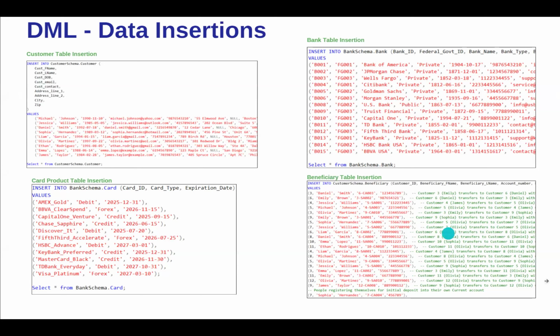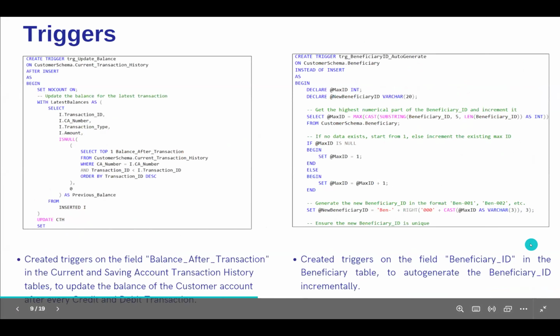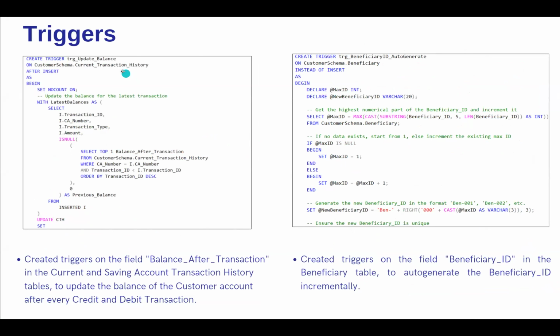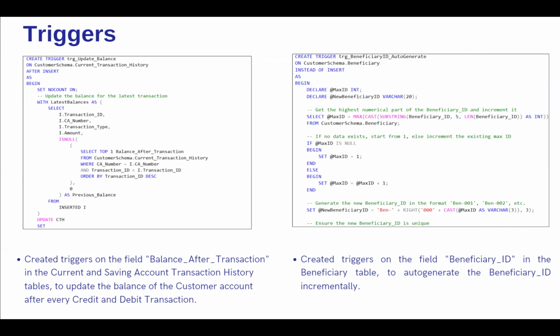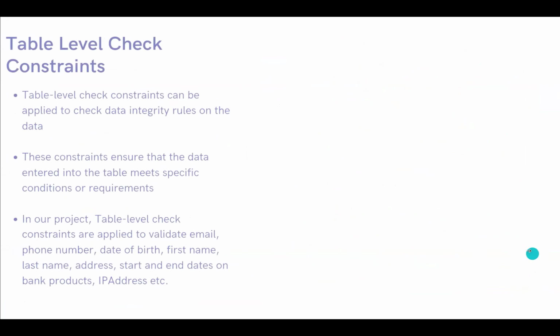Going to the next part, we have also implemented triggers, which enable us to track the customer balance for each transaction from each account the user has. Also, when a customer is sending a payment to another customer, it needs to auto generate a beneficiary ID starting from Ben001. To check the table level constraints, Anusha will explain further.